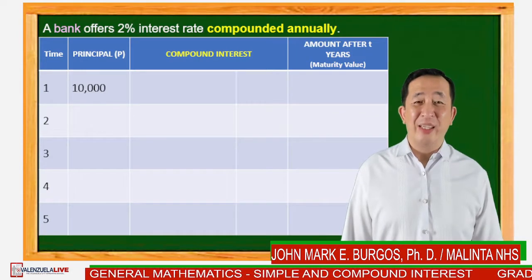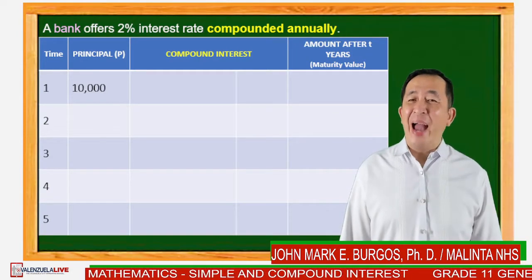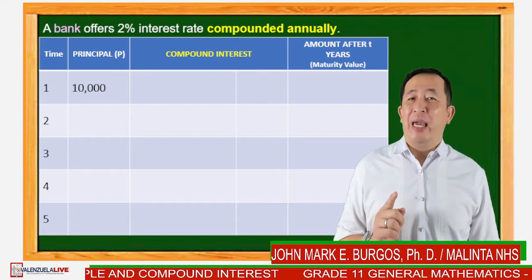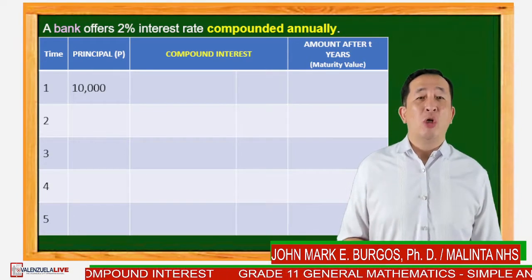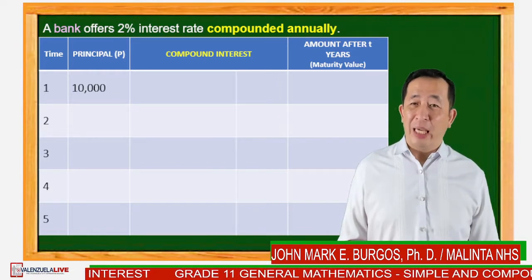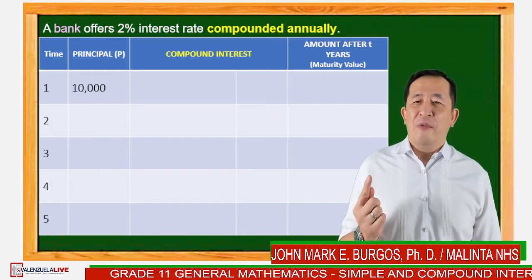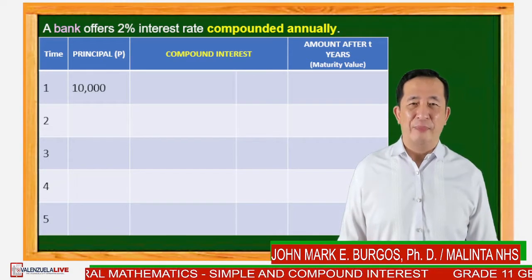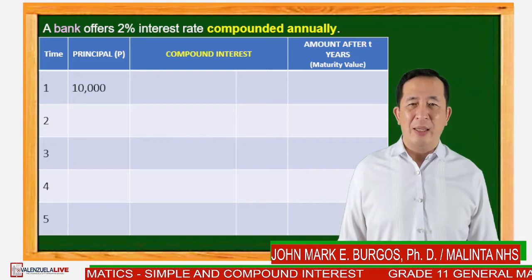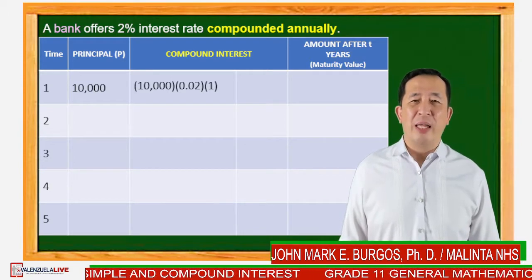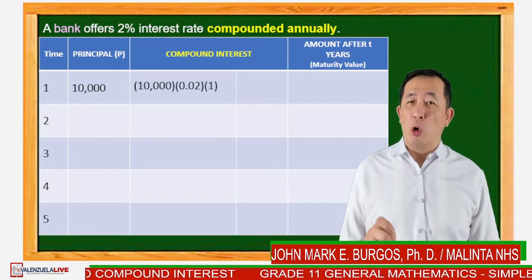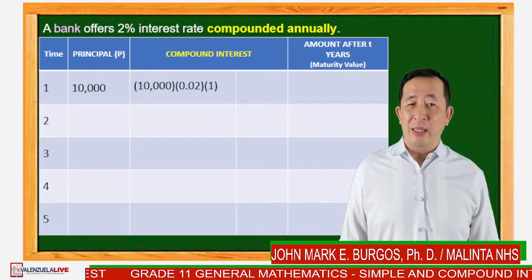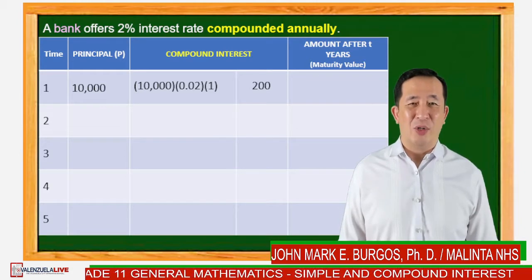Let's proceed to the second option. A bank offers 2% interest rate, but this time it is compounded annually. So how can we get the compound interest? In time 1, we start with the principal 10,000. To compute with the compound interest, we have 10,000 times 0.02 or 2% times 1. And the compound interest will be 200 pesos.